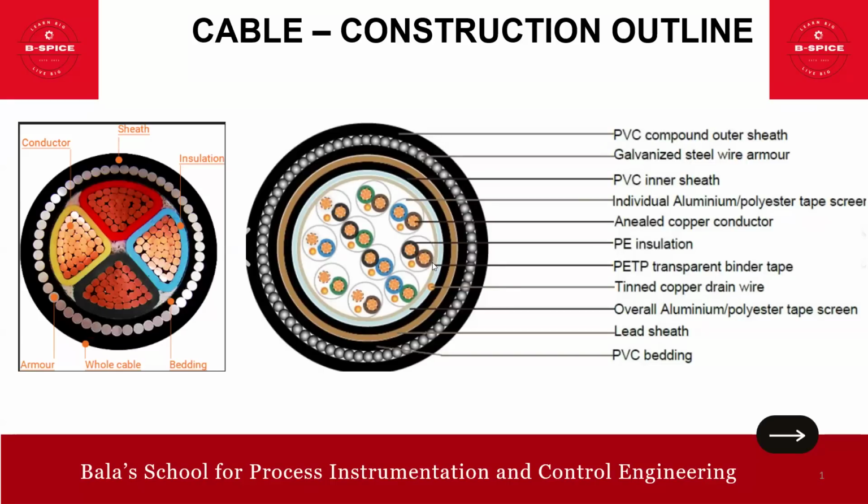This is a typical construction. And you have the tinned copper drain wire. Then you have the overall aluminum polyester tape screen. Then you have a lead sheath. This is the one, the lead sheath. And finally, the bedding. Okay, friends, so this is the outline actually. Remember all these terminologies which we will be talking about in this session.